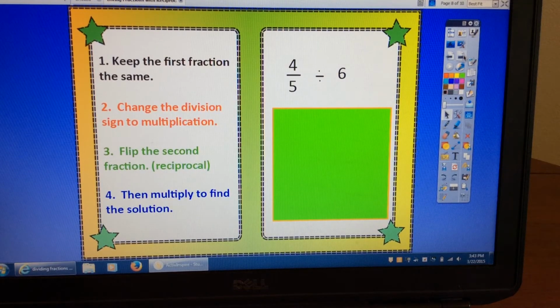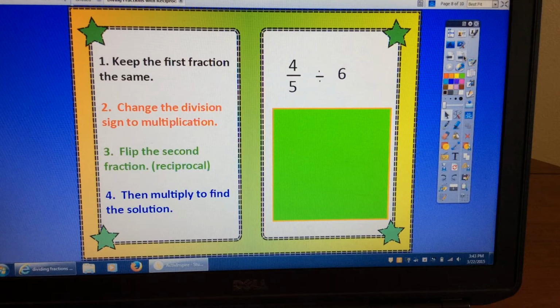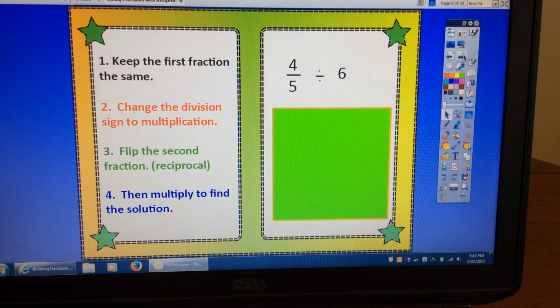This time I want you to try it on your own. I want you to write 4/5 divided by 6 on your paper. So first step is keep the first fraction the same. Hopefully you've written it down. Next, I want you to change the division sign to multiplication. And third, you're going to flip the second fraction, or you're going to make it its reciprocal. And then I want you to multiply to find the solution.